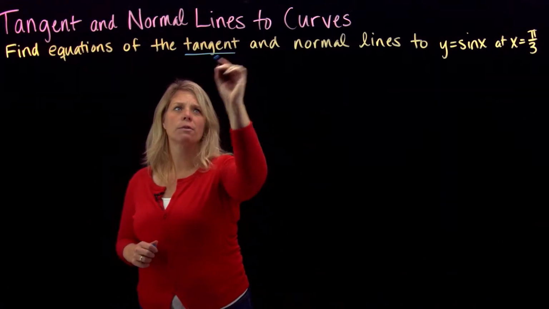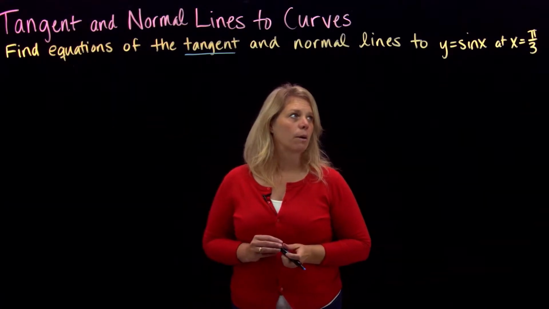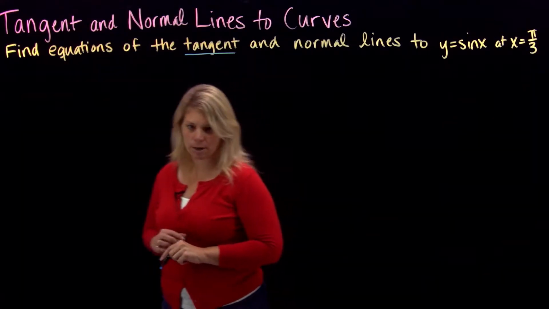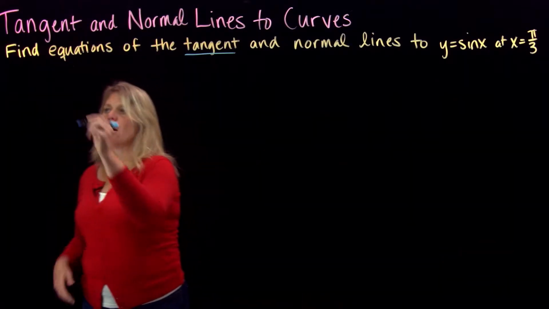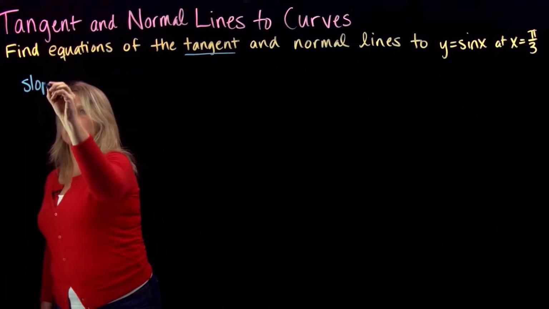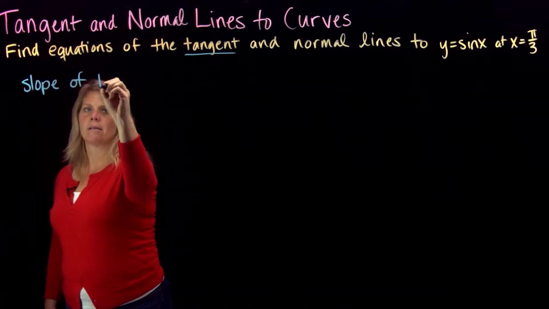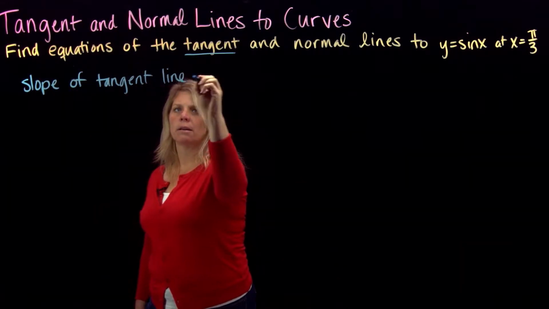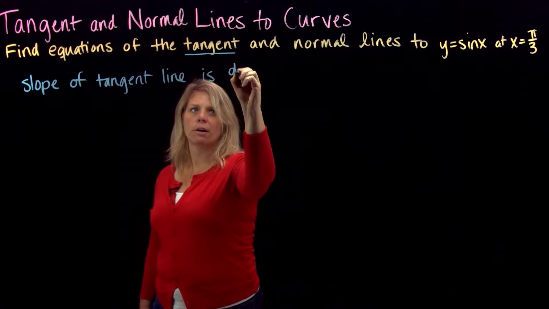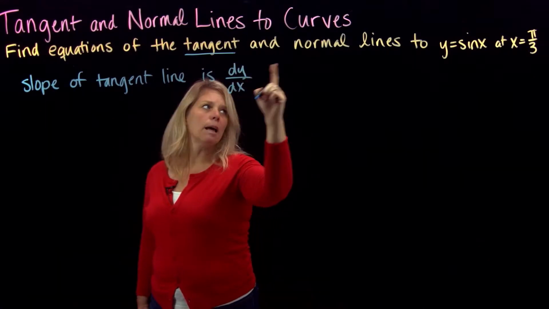We've been working on this for a while. We know how to find the equation of a tangent line to a curve. That should make you think about a derivative, right? So we know that the slope of a tangent line is the derivative of the function at that particular point.